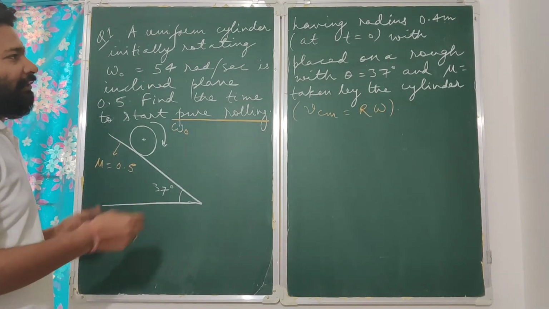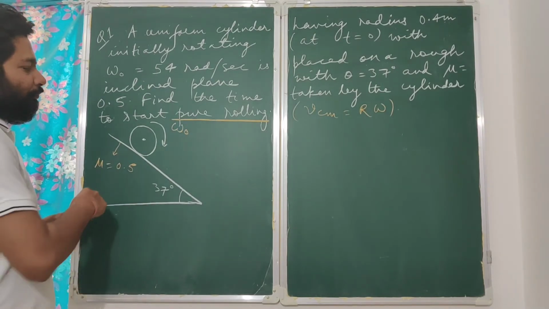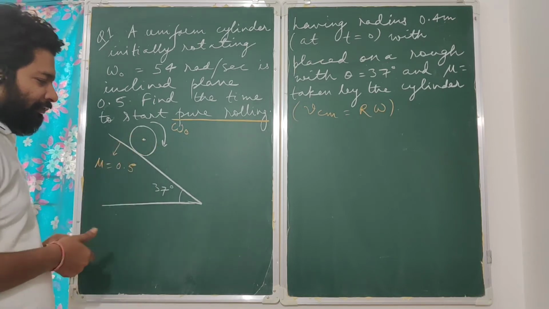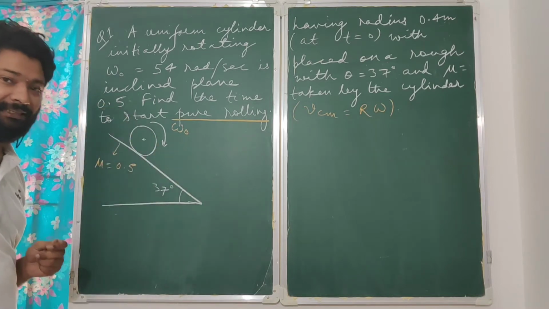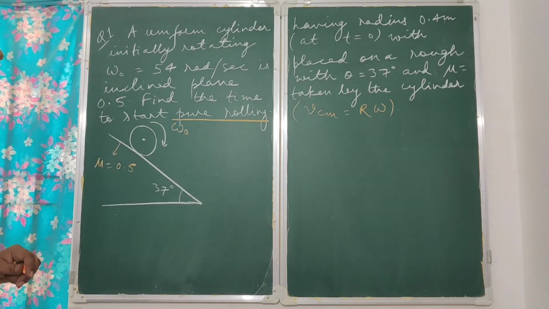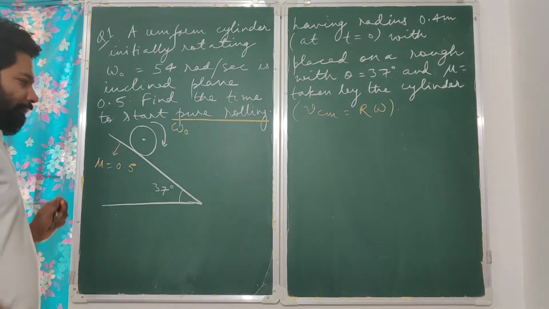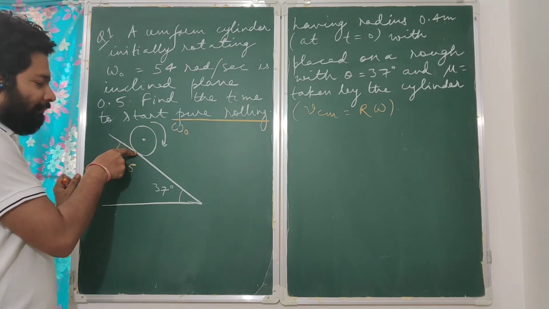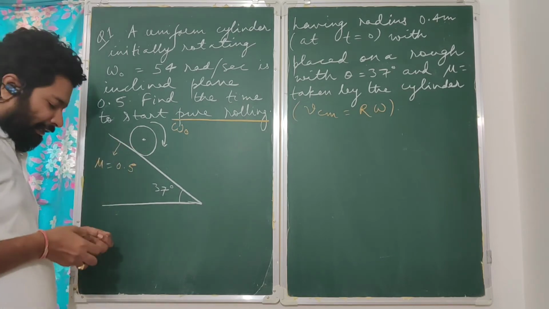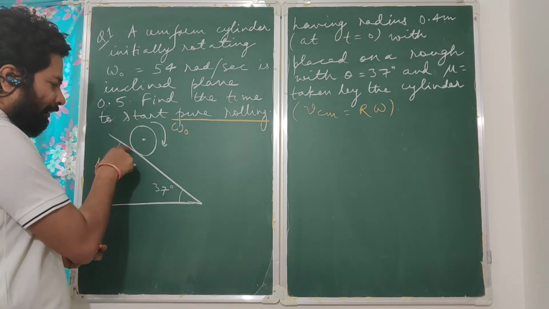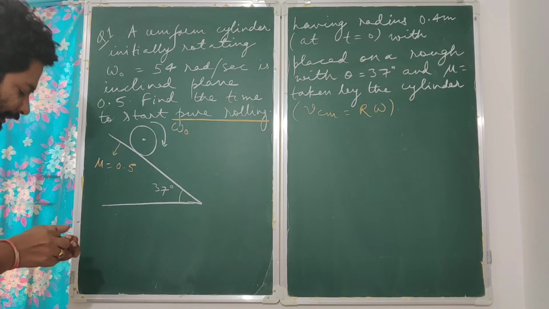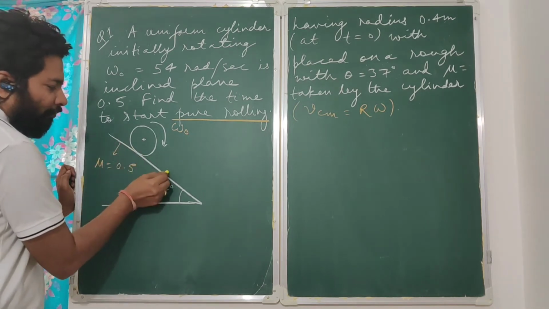Initially it starts from rest. The initial velocity of the center of mass is 0 and it is moving down the inclined plane. So let us see, what is the tendency of this point of contact? The tendency is to move in the backward direction. So in which direction is this incline going to apply friction force on this cylinder? It will apply friction force in the forward direction.